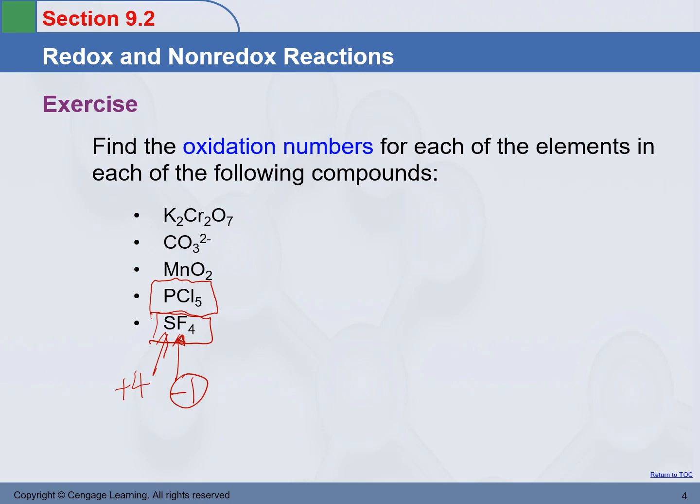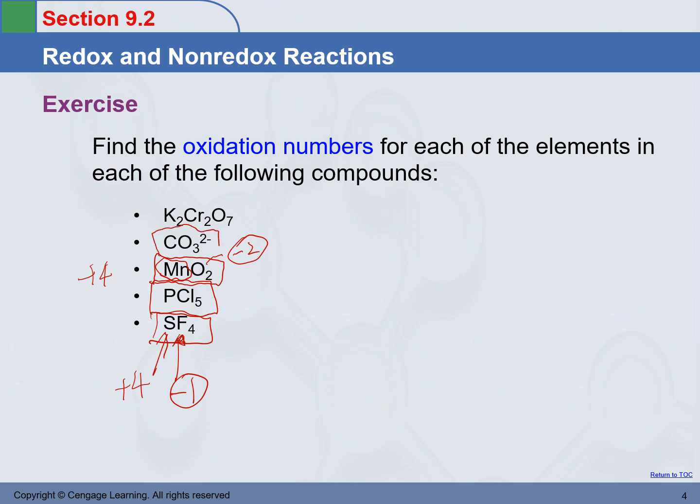All right, now let's look at manganese dioxide. Oh, this is an ionic compound because it is a metal and a nonmetal. In ionic compounds, oxygen is -2. If oxygen is -2, there are 2 oxygens, so that's -4. Manganese, in this case, will be +4. Are you guys following me?